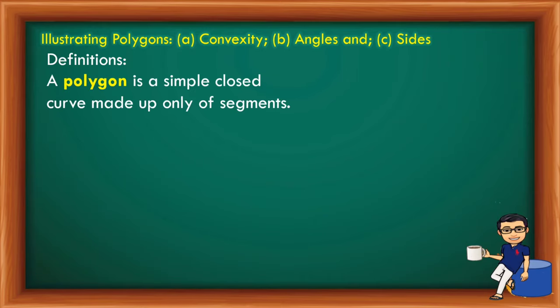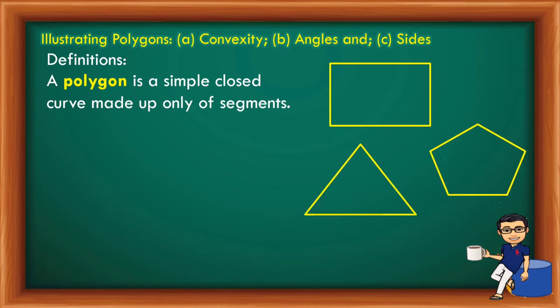So we are particular that a polygon is a simple closed curve made up only of segments like this. So ang mga figures na yan ay halimbawa ng polygon. Mayroon tayong tinatawag na segment, at ito yung mga segment na yan. Same with this figure and with the other figure.